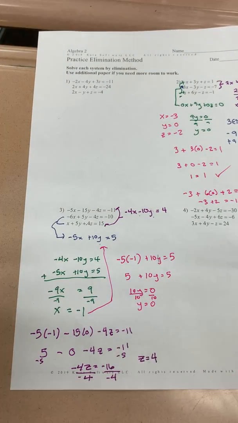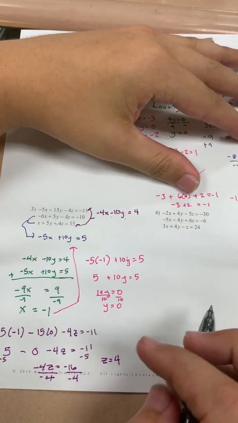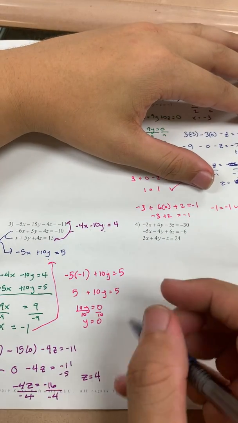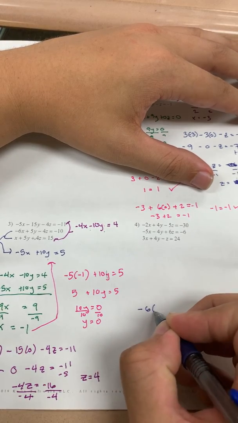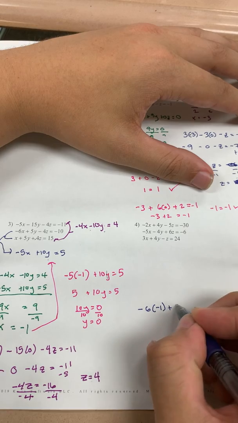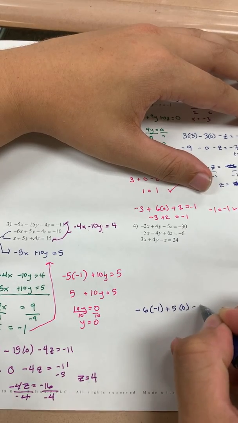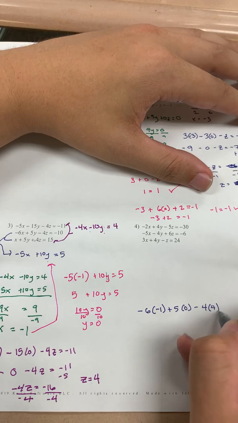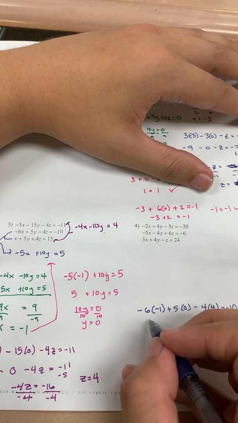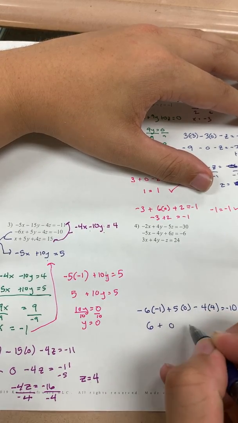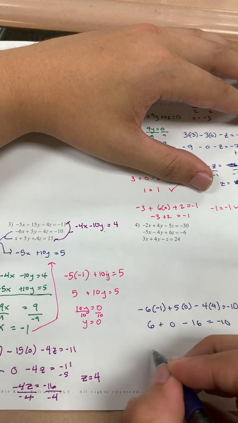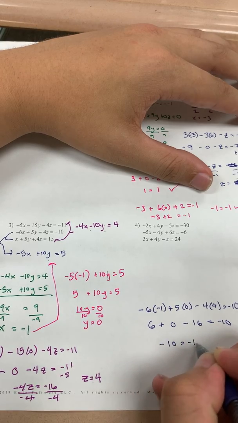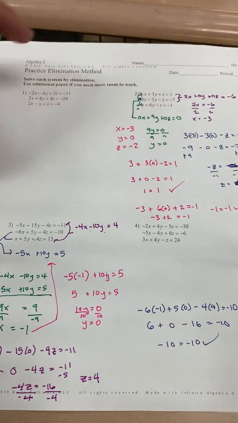So now, if I double check it one last time to make sure that everything worked out well, let's plug it into our middle equation. So I'm going to have negative 6 times negative 1 plus 5 times 0 minus 4 times 4. And that should all equal negative 10. Well, I'm going to get 6 plus 0 minus 16 equals negative 10. This is now negative 10 equals negative 10, and it works.